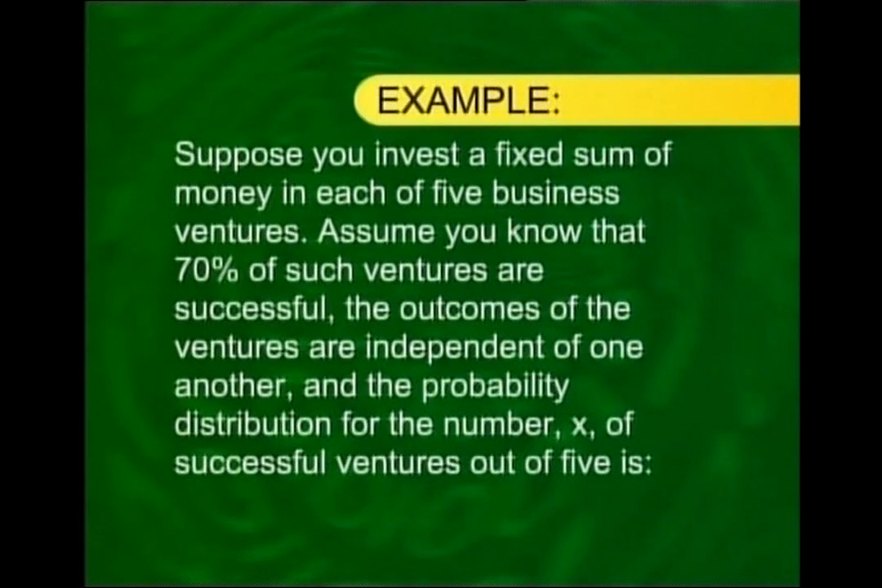Let us apply this concept to yet another example. As you now see on the screen, suppose you invest a fixed sum of money in each of 5 business ventures. Assume that you know that 70% of such ventures are successful. The outcomes of the ventures are independent of one another, and the probability distribution for the number of successful ventures out of 5 is given by x values 0, 1, 2, 3, 4, 5, where x, of course, represents the number of ventures that are successful.